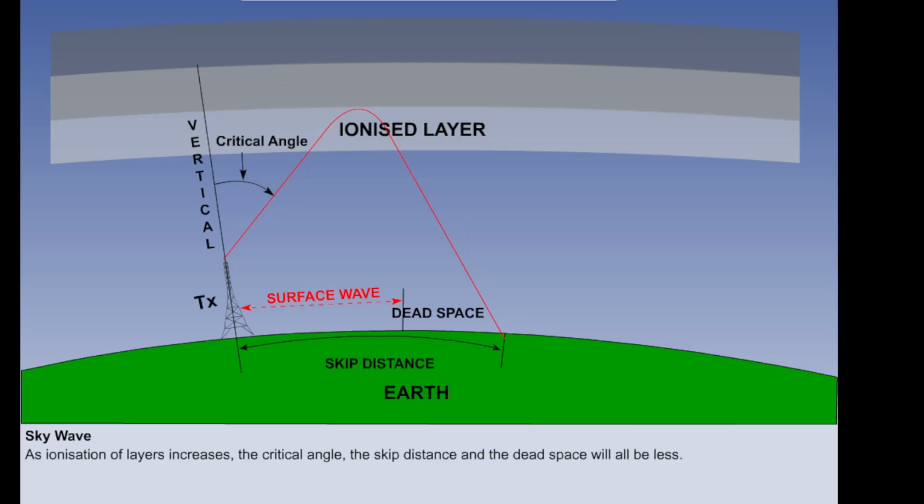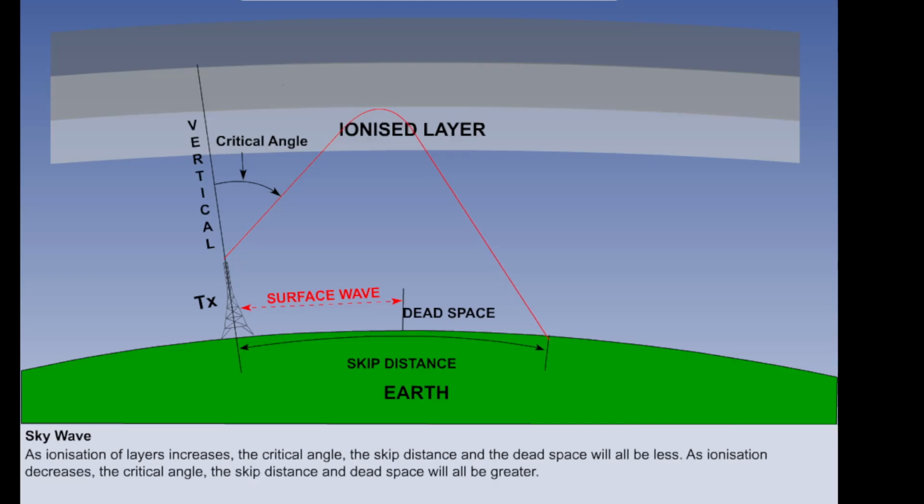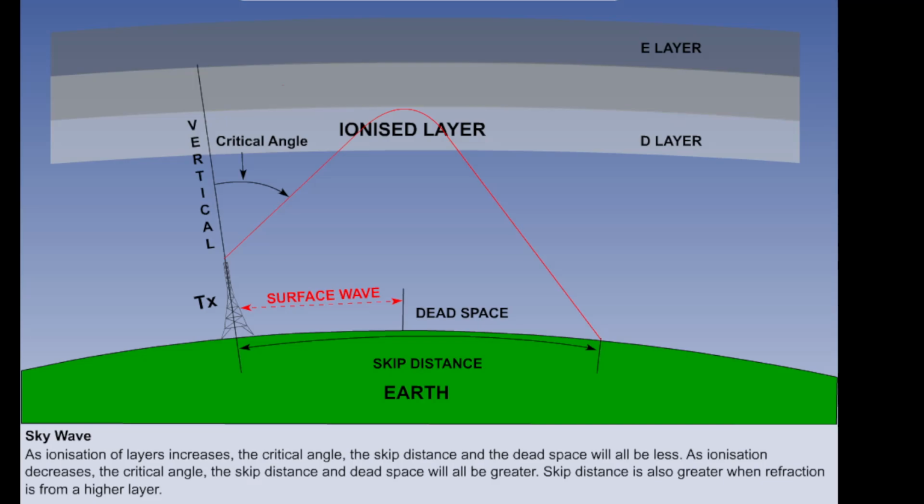We know that the density of free electrons in the ionosphere varies. At a given frequency, as ionization increases, the critical angle for transmission can be less, and this has the effect of reducing the skip distance. And as the surface wave distance remains the same, the dead space will reduce. When ionization decreases, the critical angle will be greater, the skip distance will be greater, and so will be the dead space.